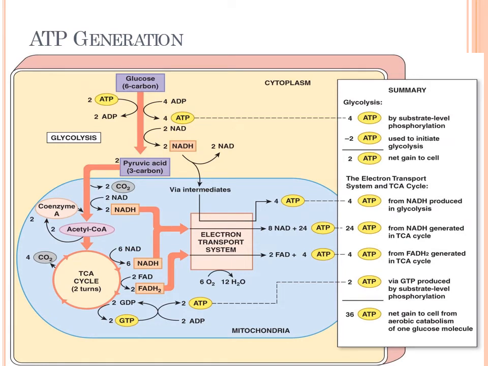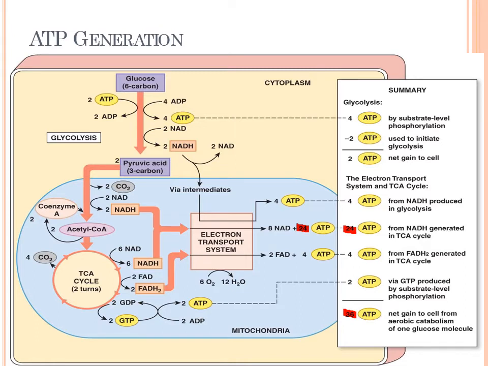This is an older picture from an older version of your textbook. So I'm going to point out right now that this is a typo. This 24 ATP here should say 20 ATP generated. So this 36 should actually say 32. So sometimes textbooks are wrong and they get corrected later, but we haven't quite updated the PowerPoint yet. So please change that 24 to a 20 and that 36 to a 32.